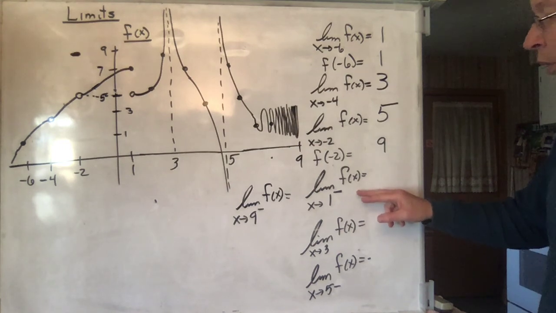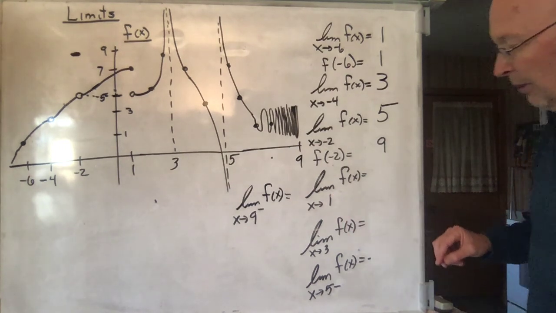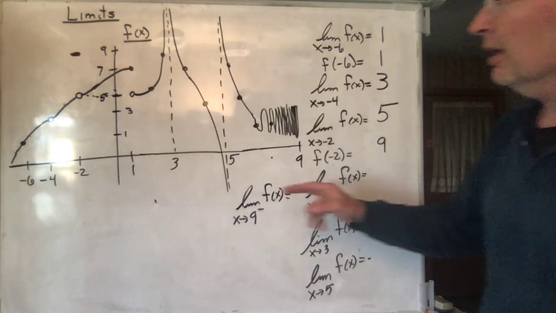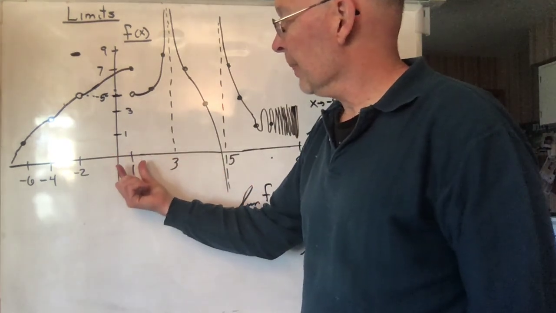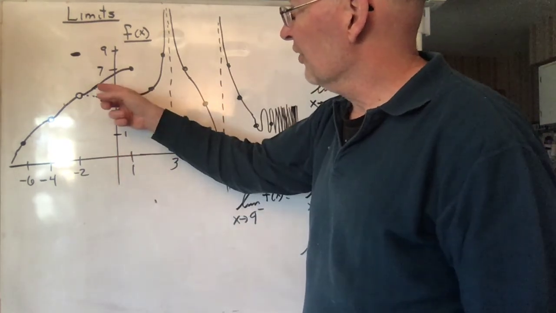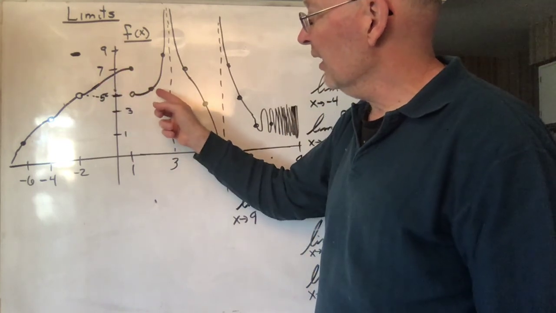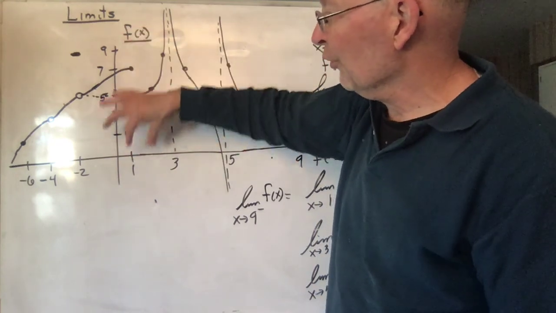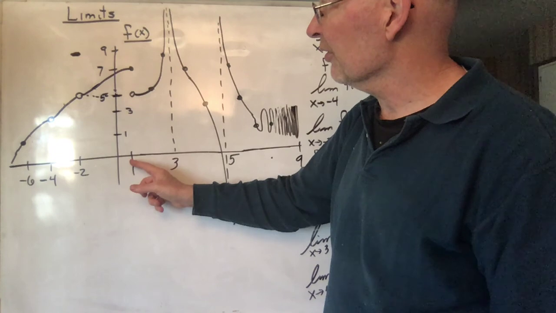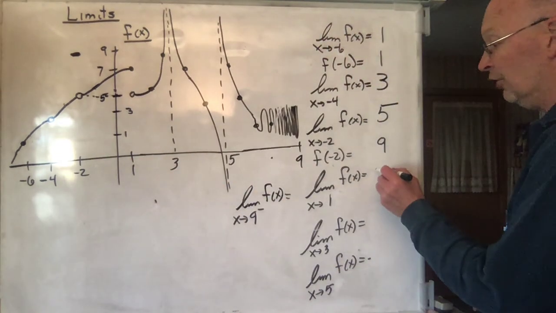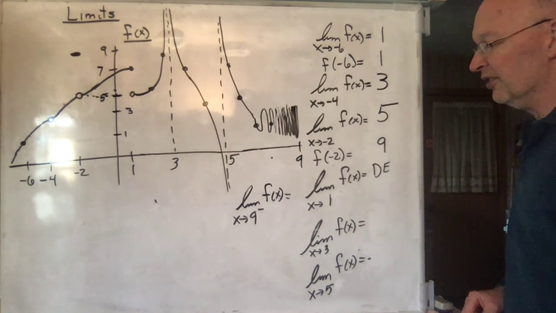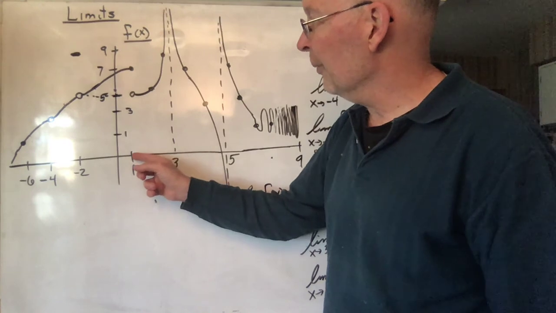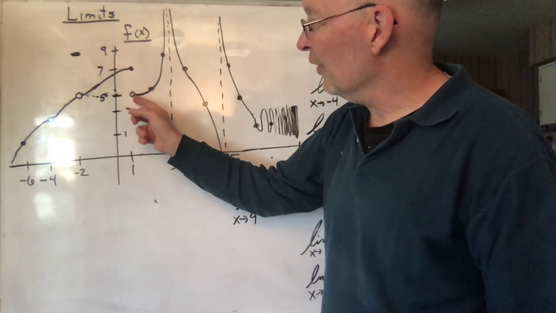How about at 1? Well, let's see. At 1, first of all, notice that there's no limit. As you approach 1, the function is approaching 7 from this side, and it's approaching 5 from this side, so there's no unique value that the function is getting closer and closer to as you approach 1 from both directions. So the answer to this would be no limit or doesn't exist. The limit doesn't exist. However, as I just said, it is the case that as you approach 1 from the right, then the value of the function approaches 5.